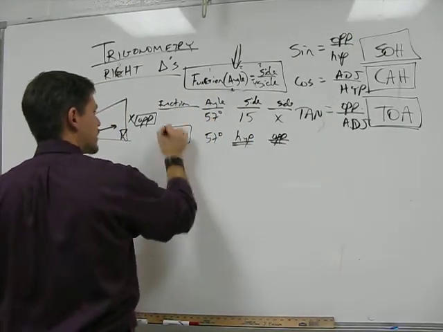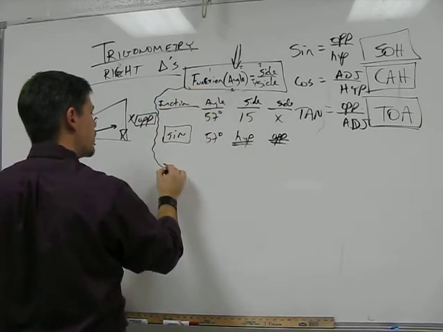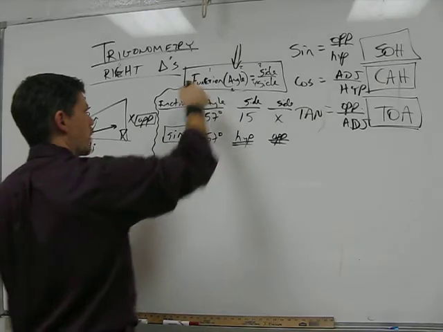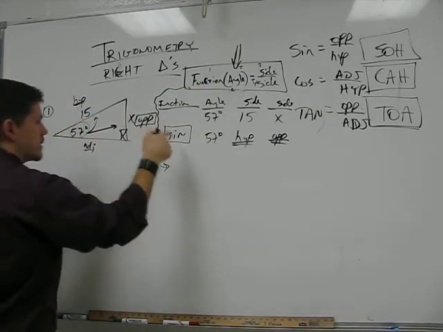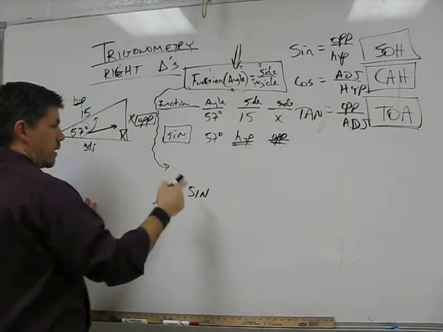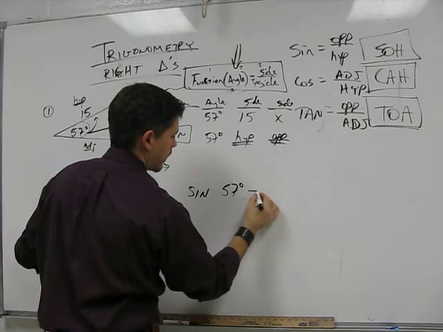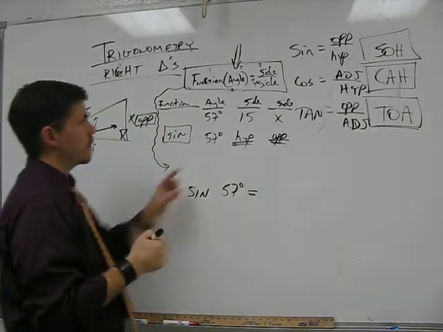So what I'm going to do, I got sine. I'm going to use this box right here. Sorry, it's getting a little puddly right here, but poof, sine. So what function am I going to use? Sine. What angle am I going to use? I'm going to use the 57 because that's the one that's given. Sine 57 degrees is.